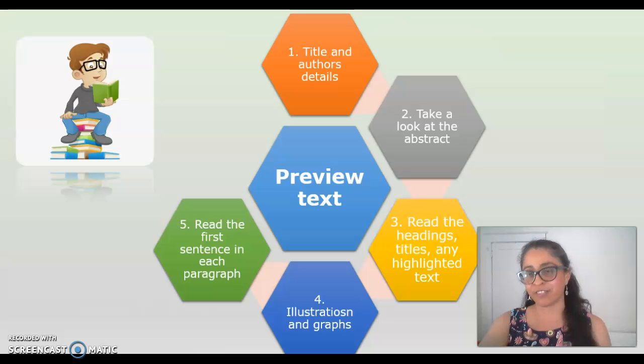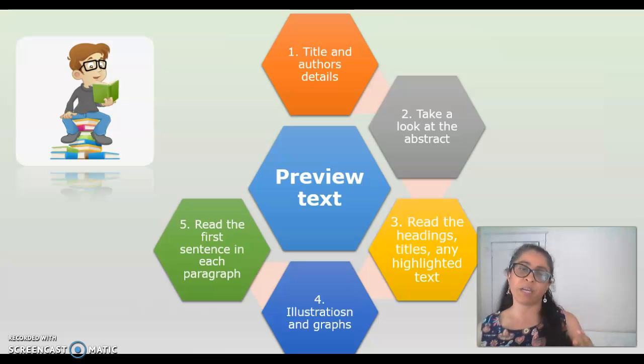So this is one of the first reading strategies. When we get a textbook, or if we are reading the newspaper, or any other text that gets into our hands, we first look for the title and the author details. Usually, when we get a book, there's a biography of the author. There are more details about the person who wrote the book. Second step is that you take a look at the abstract.